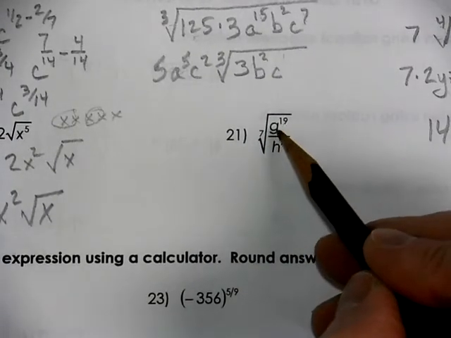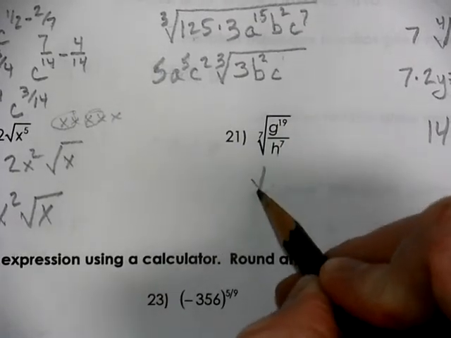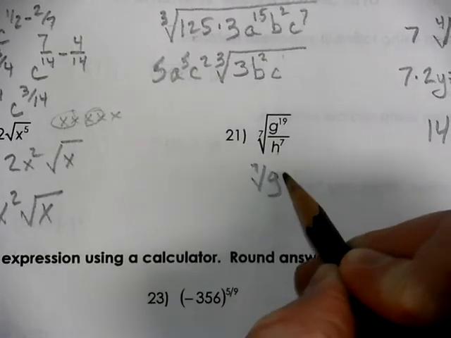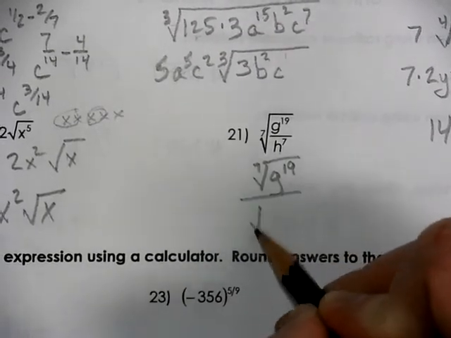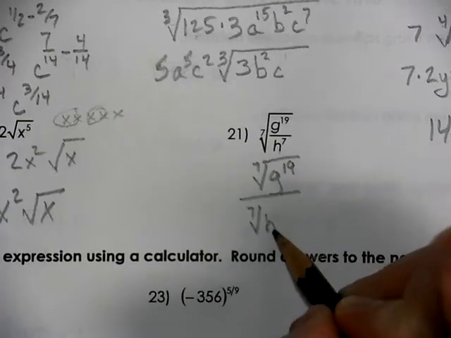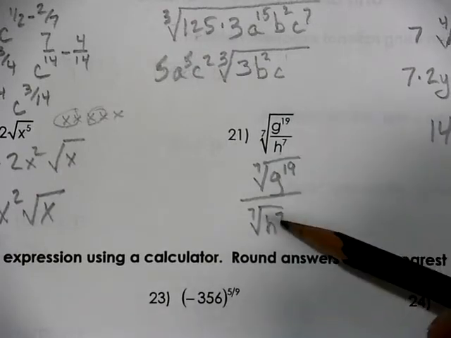In this case, we can't divide h into g, so it might be best to write this as g to the 19th and the 7th root of h to the 7th. So we're going to break this into 2 radicals.